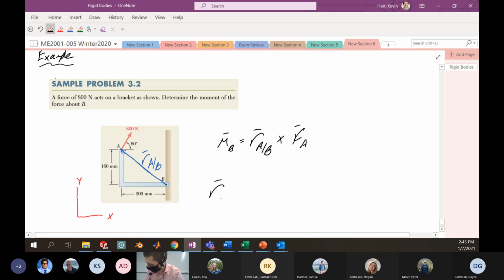So let's break each one of these down. We have to go backwards 200 in the I direction, so negative 200 I, and we've got to go up 160 in J. So it'll be minus 200 I hat plus 160 J hat millimeters.